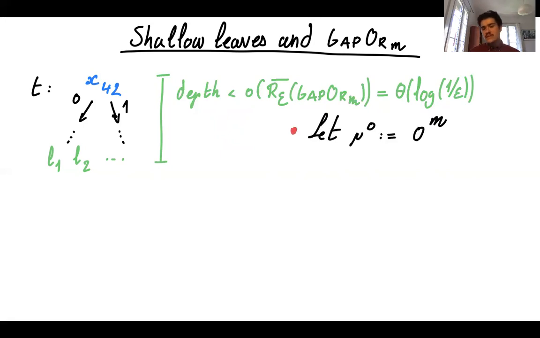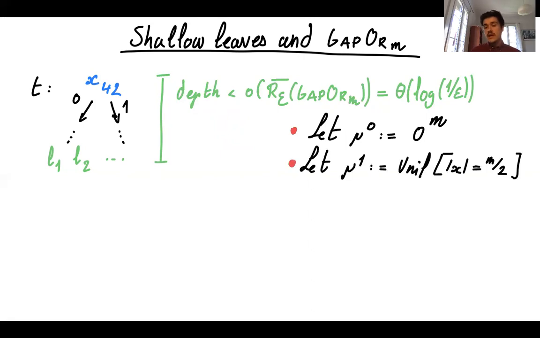And now you let mu0 be a distribution over no inputs of gap OR. We don't have much choice because there is only one no input for gap OR. It's the all zero vector. And we will let mu1 be a distribution over yes inputs for gap OR. Here we're taking a uniform yes input, that is an input which has exactly m over 2 ones.